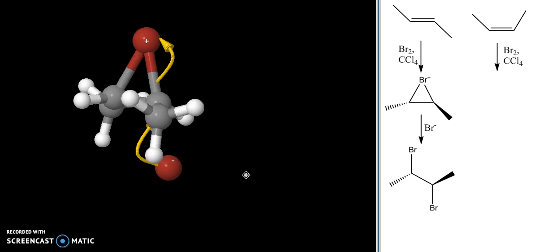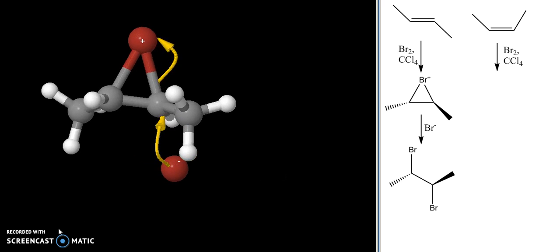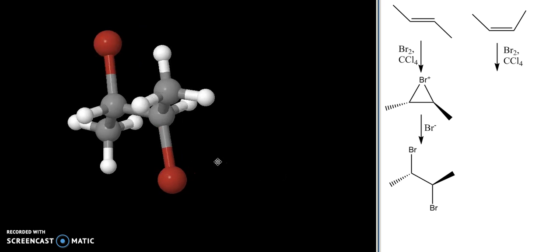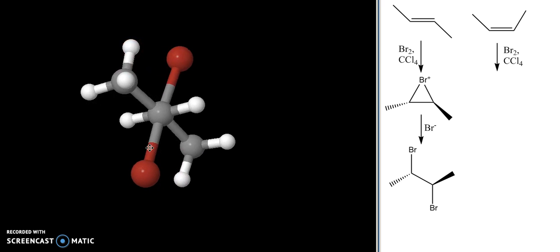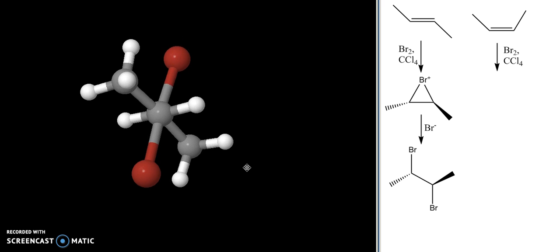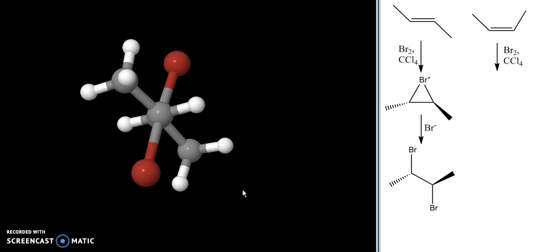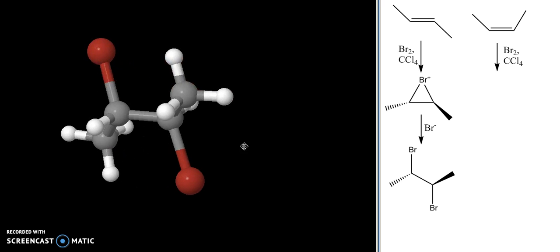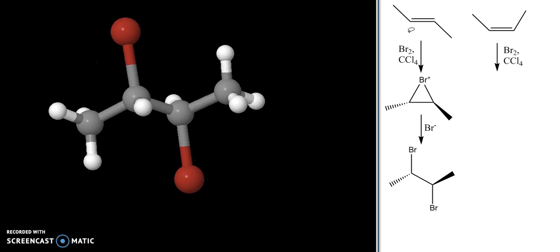And we could actually look at the product over here. And as I said, if we visualize it in a Newman type projection view, one bromine is up, the other is down. They're in anti-orientation to one another. So that's the product from the trans 2-butene. Let's do the same thing for the cis 2-butene.